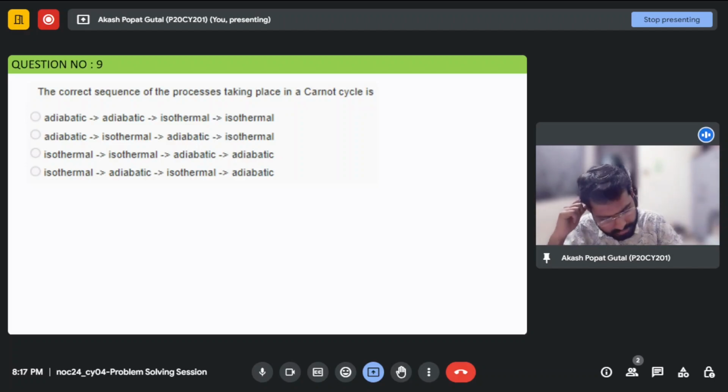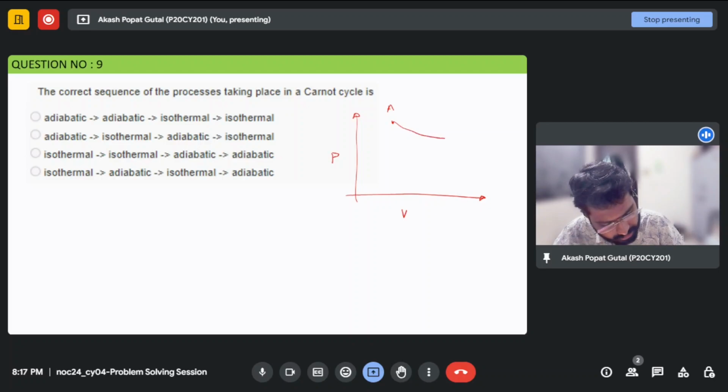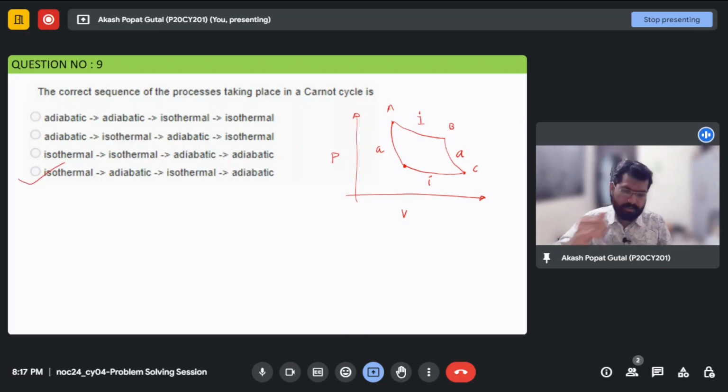So the general Carnot cycle that is defined by Carnot has the first process as isothermal expansion, the second process is adiabatic expansion, the third process is isothermal compression, and the fourth process is adiabatic compression. So this is the Carnot cycle. So the answer must be isothermal, adiabatic, isothermal, adiabatic.